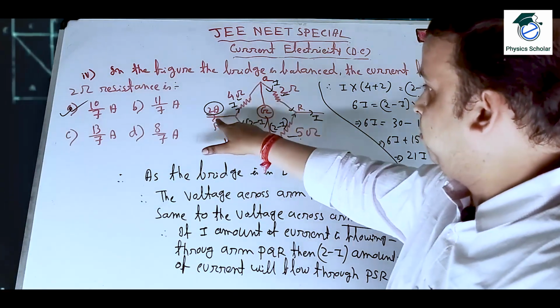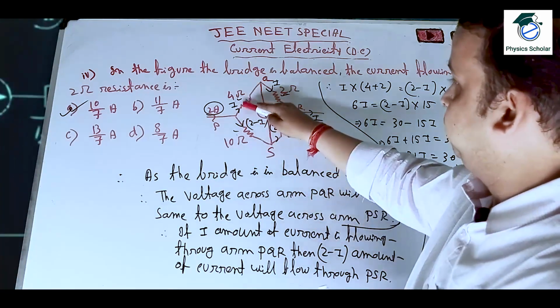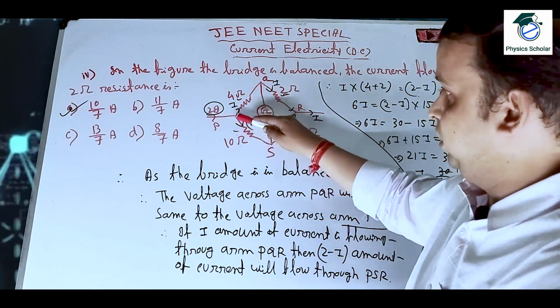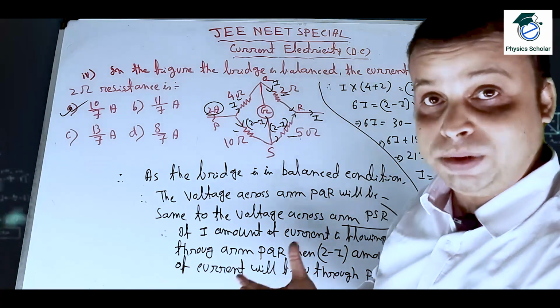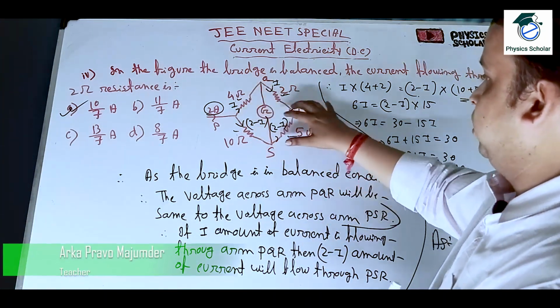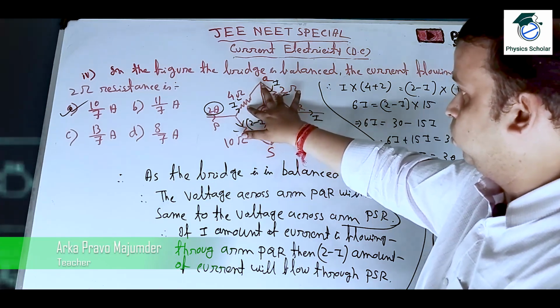Okay, now 2 ampere current is flowing. Suppose in this branch, out of 2 ampere, I amount of current is flowing, and in this branch 2 minus I amount of current will flow. Clear? So now what is the voltage across this? Current into total resistance.